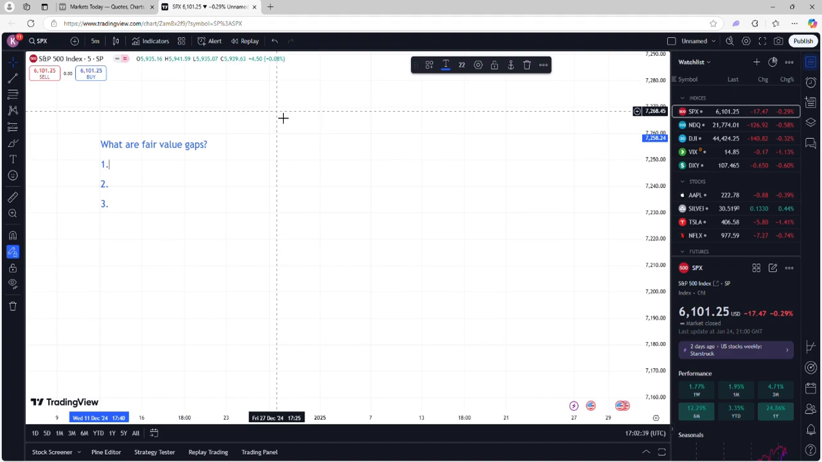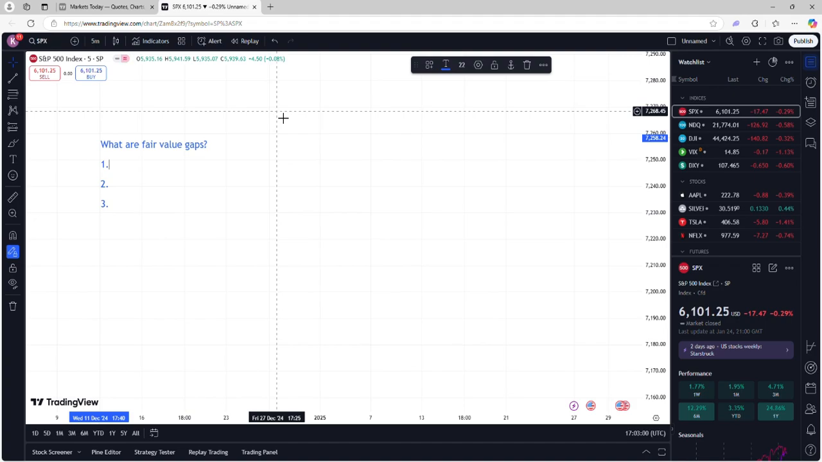In simple terms, a fair value gap refers to a price imbalance on a chart, often created during periods of high volatility. It's when price moves so quickly that certain levels aren't traded as much, leaving an area of inefficiency in the market. Fair value gaps typically occur in 3 consecutive candles.